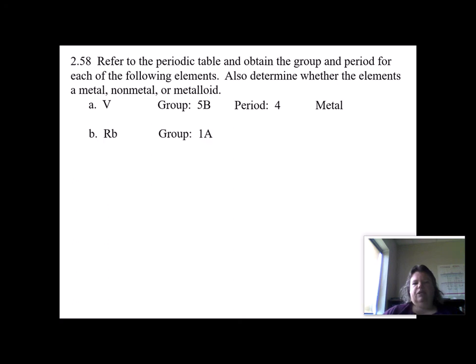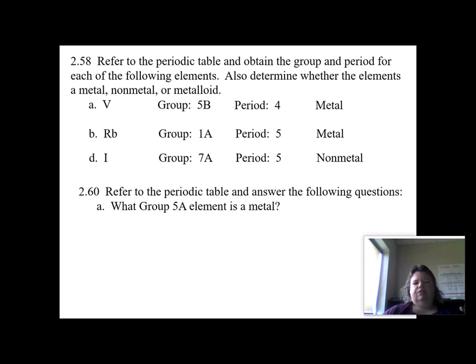B is rubidium. It's in group 1A, which is group 1, the new one. Period is 5, and it is also a metal. I skip C and go to D. D is iodine. It's in group 7A, or 17 with the new system. It's in period 5, and it is a nonmetal.